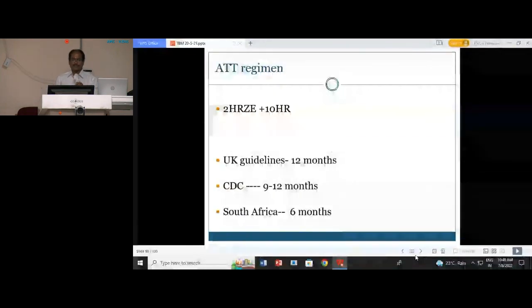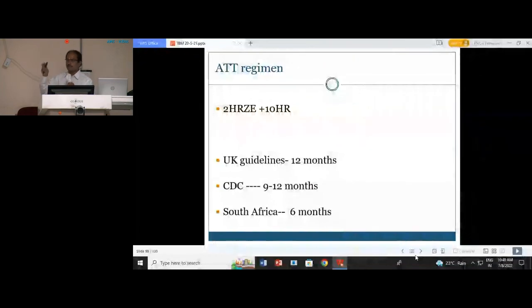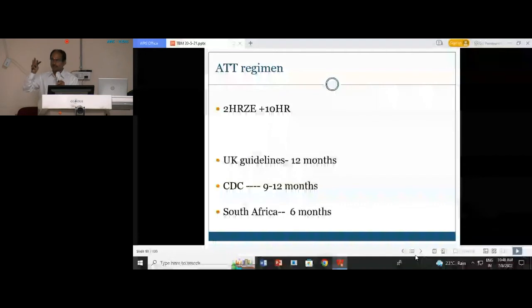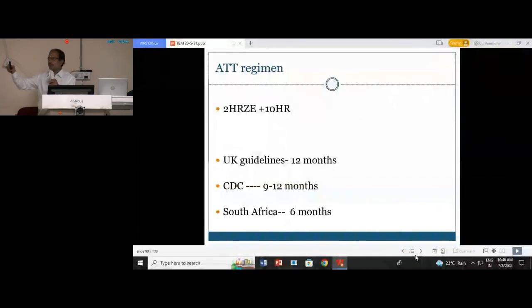First, you have to give all four drugs for 2 months: INH, rifampicin, pyrazinamide, and ethambutol. For the remaining 10 months, you have to give only two drugs, that is rifampicin and INH. That is the basic treatment.